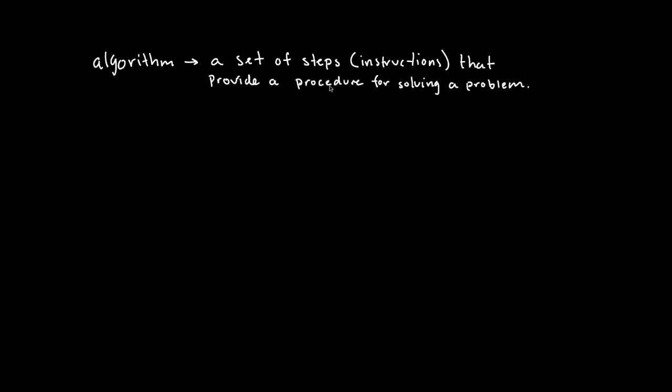Now that we know what an algorithm is, a set of steps that provide a procedure for solving a problem, what do we mean when we say problem? When we say problem, we are referring to some general task that has input and needs something done to this input to compute a corresponding output.